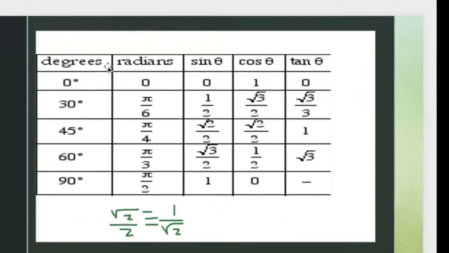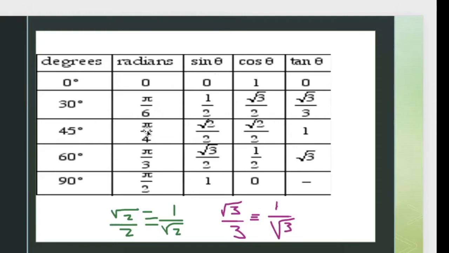Also, we need to be familiar with some exact values. Sin 0 is 0, while cos 0 is 1, tan 0 is 0. Sin 30, which is the same thing as pi over 6, is a half. Cos 30, which is the same as cos pi over 6, is root 3 over 2. And tan 30, or tan pi over 6, is the same thing as root 3 over 3, and root 3 over 3 is the same thing as 1 over root 3.